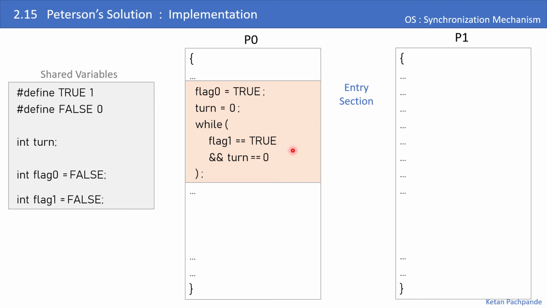The next one is the while condition, where we are going to check two conditions. The first one is whether the other process has set its flag or not. So the first condition is flag 1 is equal to true, and the second condition is turn is not mine, meaning turn is not equal to 0. If both the conditions are true, then definitely it is P1's turn to enter into the critical section, so this process has to wait.